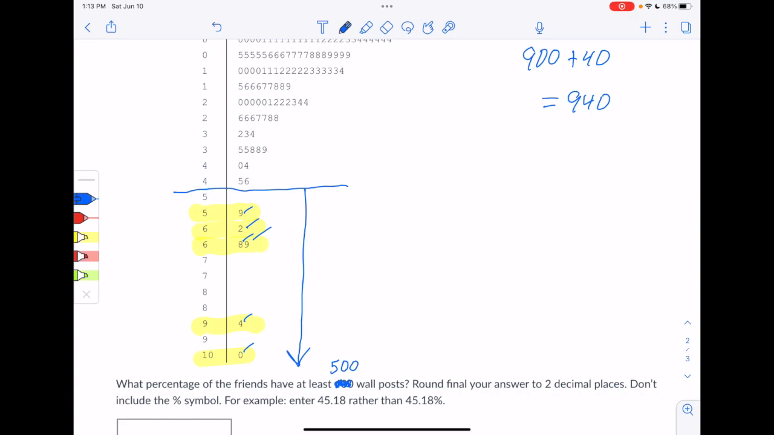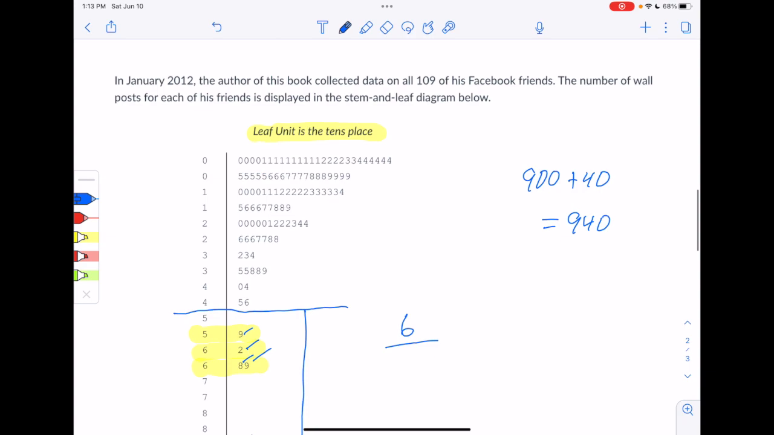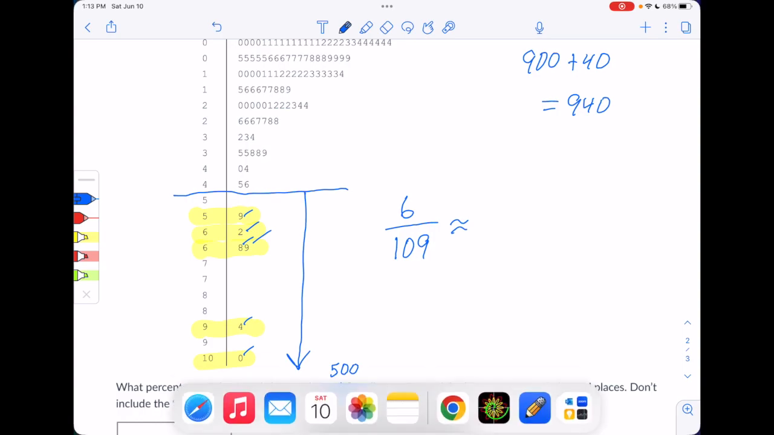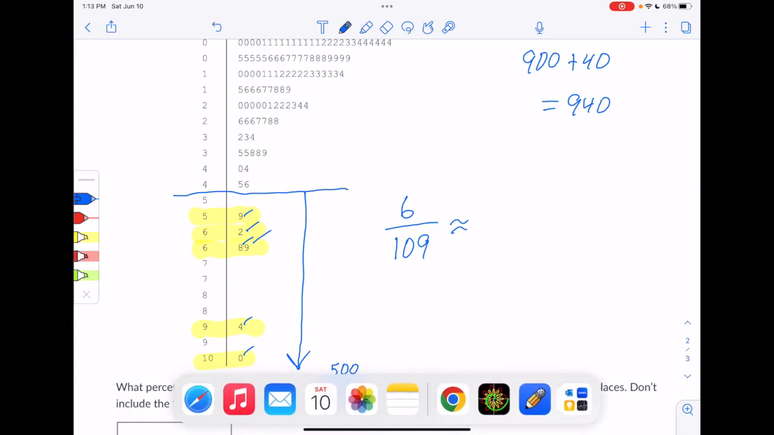So we want to go ahead and get the percentage for that. So what we want to do is 6 over the number of friends altogether. And if we scroll up here, we see that there are 109 friends, 6 of whom had at least 500 wall posts. So that's 6 out of 109. And we can go to the calculator and get the decimal, and then we can change that decimal to a percentage. So first we'll head over to the calculator and get the decimal.